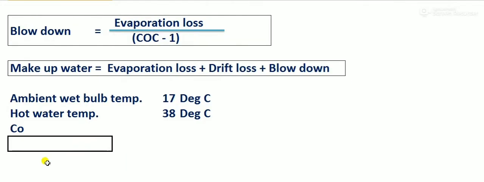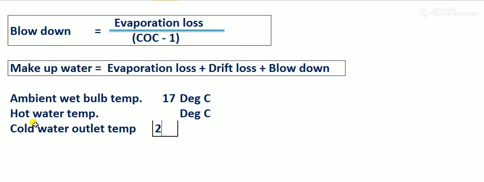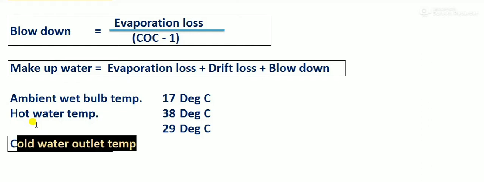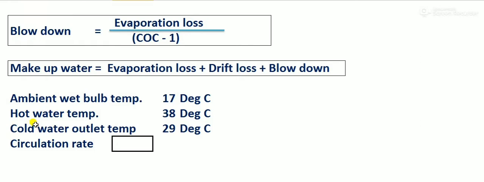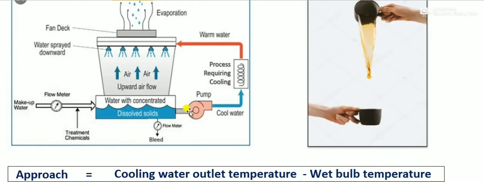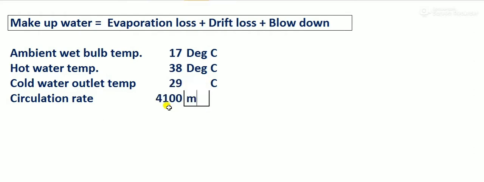Cold water outlet temperature, that is the cooling tower outlet temperature, is 29 degrees centigrade. Circulation rate is how much water is circulated, from the pump to the exchanger to the tower. The circulation water rate is 4100 meter cube per hour in our case.